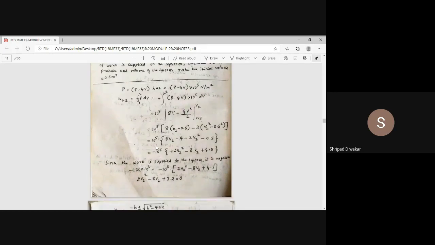Between the limits 0.5, because this is V1. V1 is 0.5, but we don't know V2, so just write V2 as it is. Now the next step is to substitute the upper and lower limits. So 10 to the power of 5 constant you keep as it is. In the bracket, 8 into (V2 minus V1). V2 you write as it is, minus V1, which is 0.5 given in the problem.